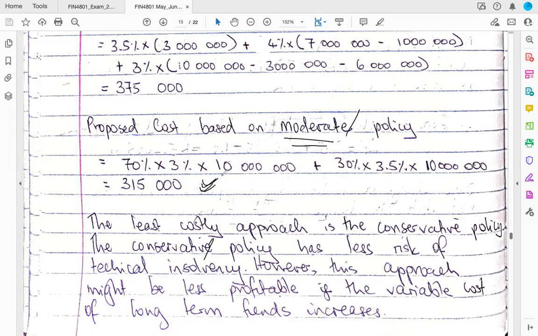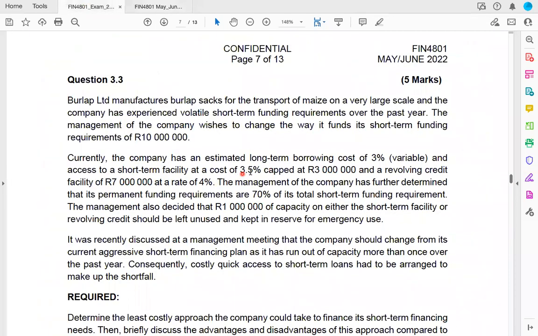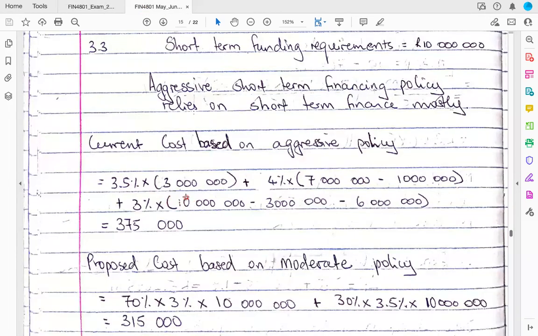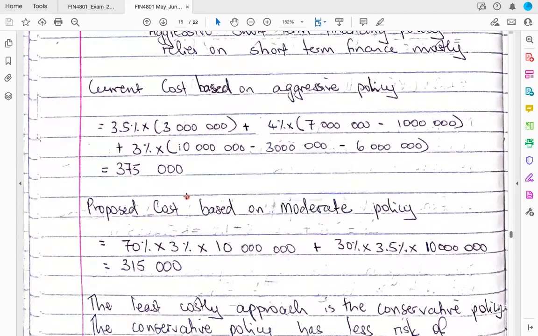So this approach, as much as it has a lower cost currently and less risk of technical insolvency, there's always a chance that the variable cost could go up. And if the variable costs go up, there's always a chance it could affect our profitability. You're now tied up in a long-term loan with a higher interest rate. Whereas the current cost, these rates are capped. They won't change. So that's a bit beneficial. But of course, there's always the chance to run out of funds and then you need more funds, which can negatively affect you.